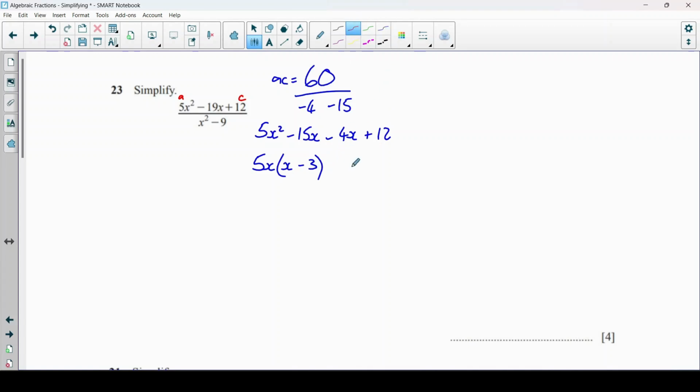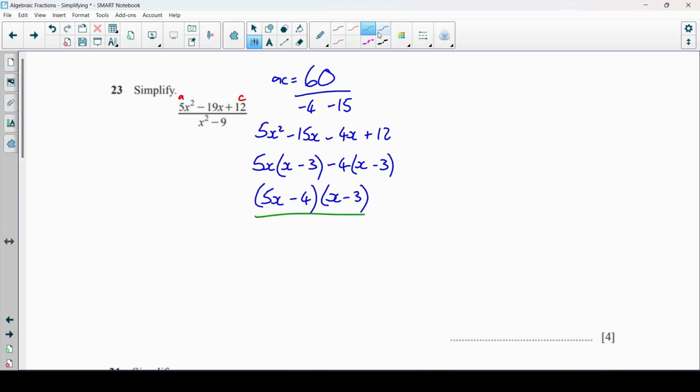Look, I'll show you what happens if I try and take positive 4 out. I end up with minus x plus 3, and you can see that's not the same as that, so my factorisation hasn't worked. That's why I need to change that and take negative 4 out. Then negative 4 times x is negative 4x, negative 4 times negative 3 is positive 12, and both of those brackets are the same, so I can factorise it as 5x minus 4, x minus 3.